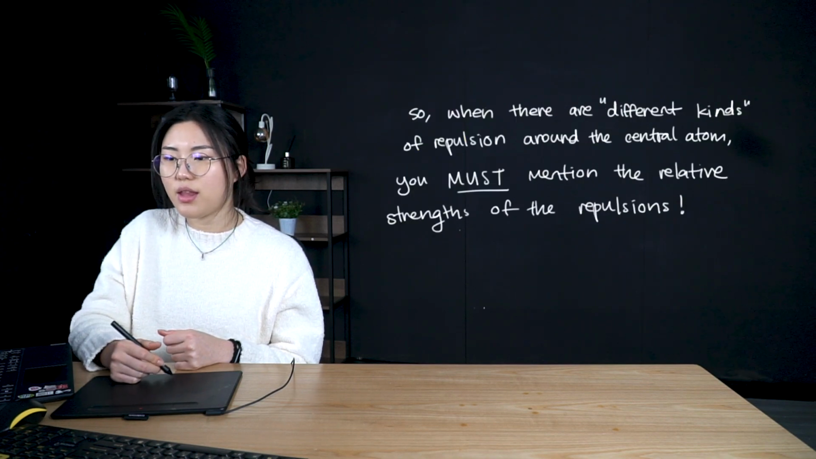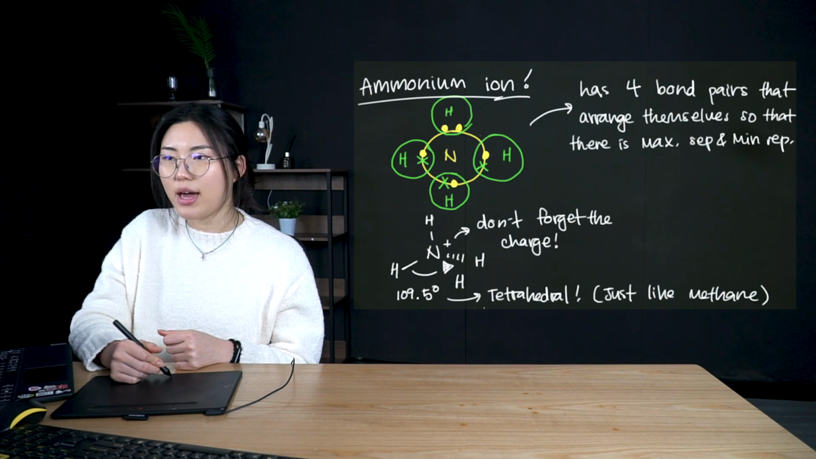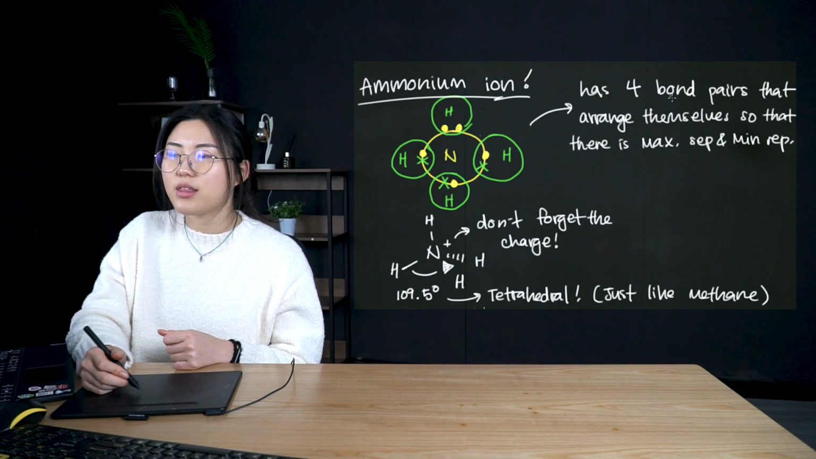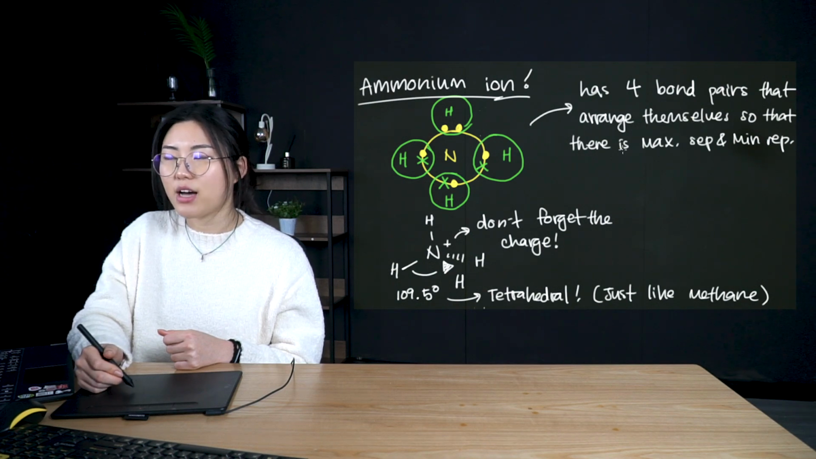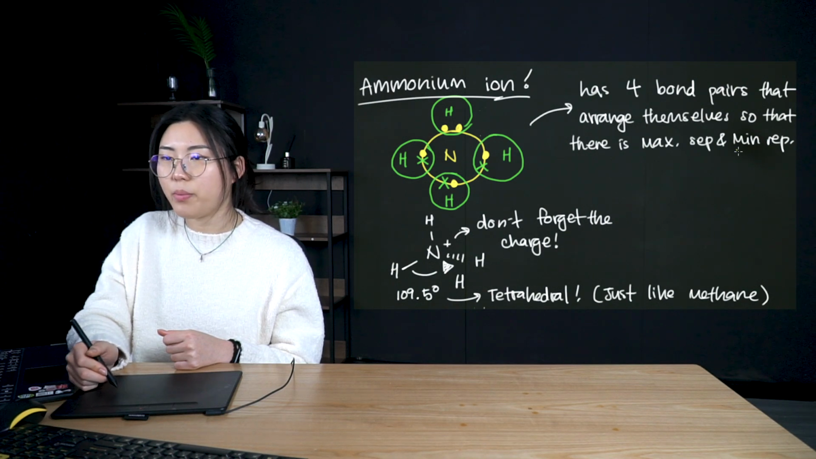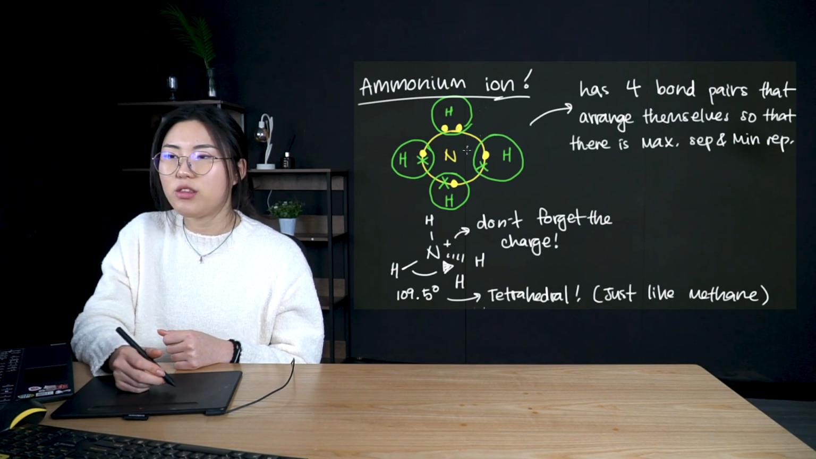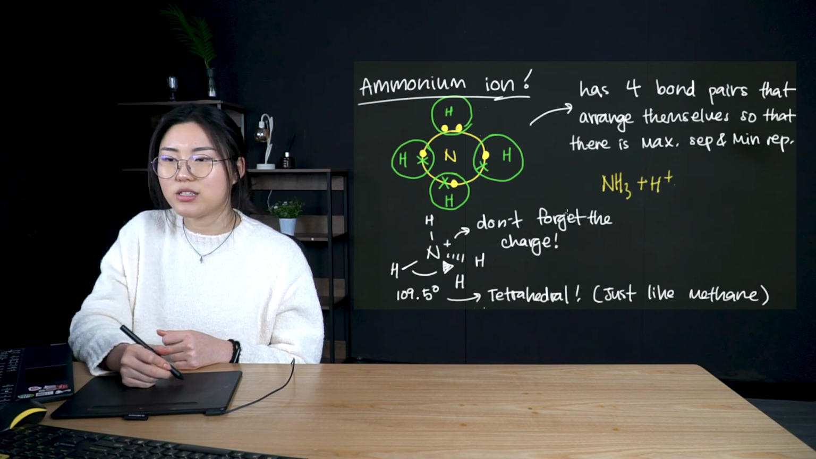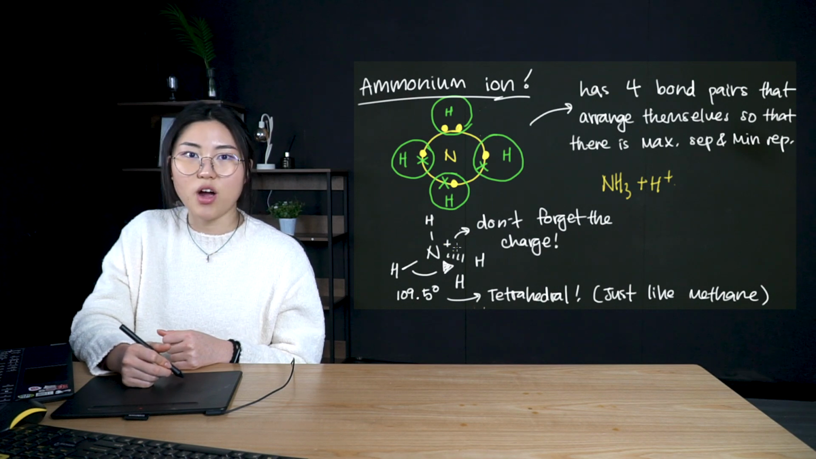Yeah, so next we have an ammonium ion. So this guy has 4 bond pairs that arrange themselves so that there is maximum separation and minimum repulsion. Over here, we know that ammonium ions are made up of an NH3 and a proton, right? So therefore, it's going to have a positive charge.